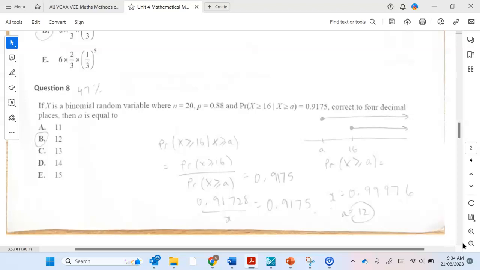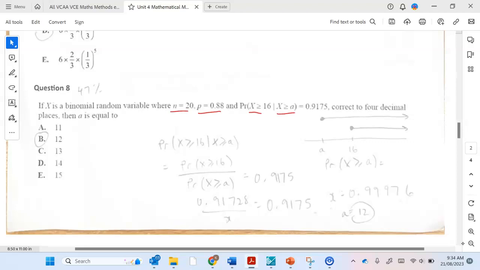So x is a binomial random variable where n equals 20 and p equals 0.88. The probability of x is greater than or equal to 16, given that x is greater than or equal to a, is equal to 0.9175, correct to 4 decimal places, then a is equal to. So conditional probability, the formula is on your formula sheet, but you've also got your book.